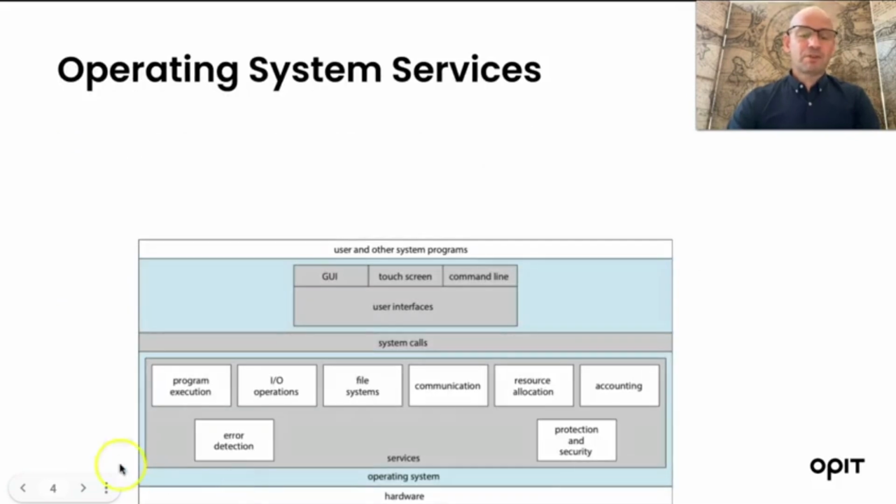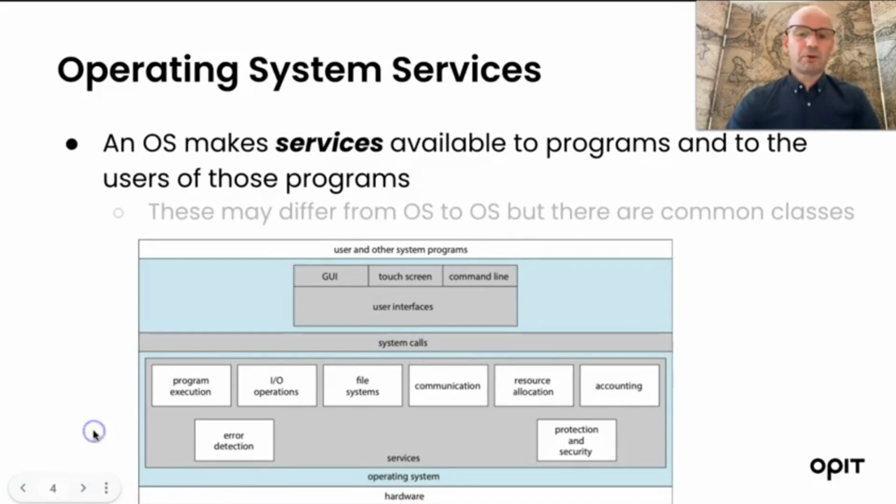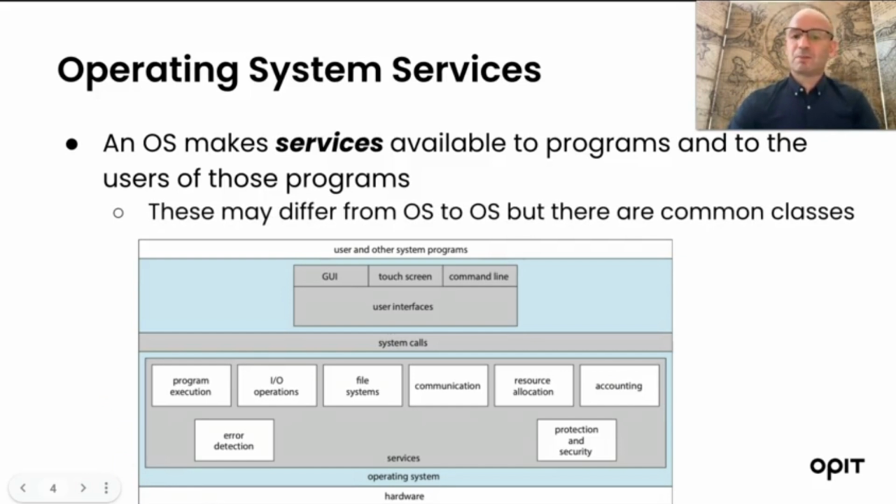So operating system services. An operating system makes services available to programs and to the users of those programs. These may differ from operating system to operating system, but there are some common classes. In this diagram, you can see at the top we have user and other system programs. In the middle, we have the operating system and all the services that it provides. So you can see there's a lot of services. And then below, access to the actual hardware. So let's take a look at some of these services.